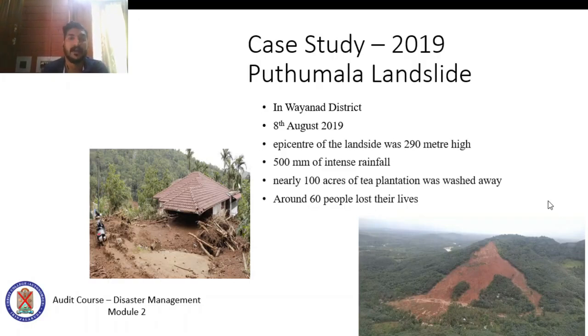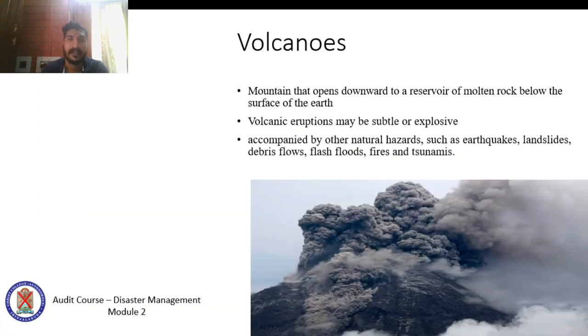So let's move on to the next type of natural disaster, which is volcanoes. We are not very familiar with the volcanic natural hazard. In India, there is only one volcano, which is present in the Andaman Nicobar Islands. A volcano is a mountain that opens downwards to a reservoir of molten rock below the surface of the earth, or they act as a vent through which the molten magma reaches the surface of the earth. Unlike most mountains, which are pushed up from below, volcanoes are vents through which molten rock escapes onto the earth's surface.